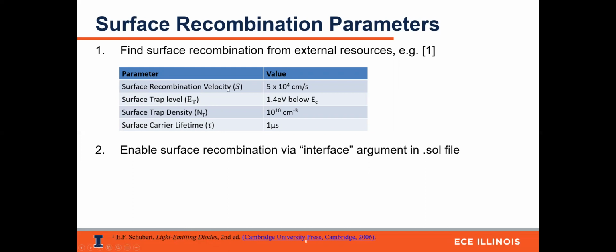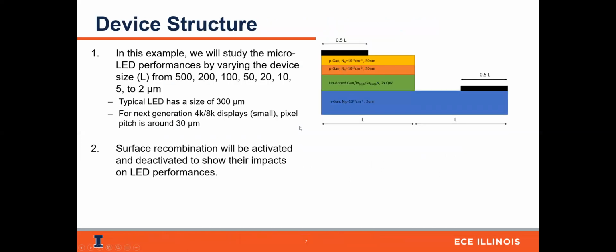The surface recombination velocity is 5 times 10 to the 4, and surface trap level is about 1.4 electron volt below the conduction band. And the surface trap density is 10 to the 10 per cubic centimeter, and the surface carrier lifetime is 1 microsecond. So we need to use this interface argument in the solution file to enable surface recombination.